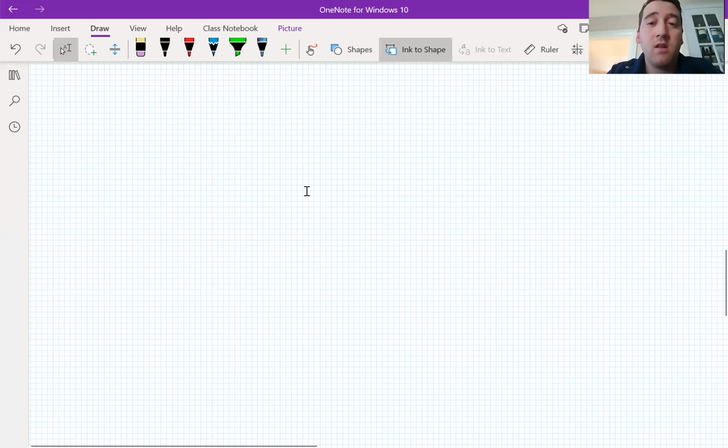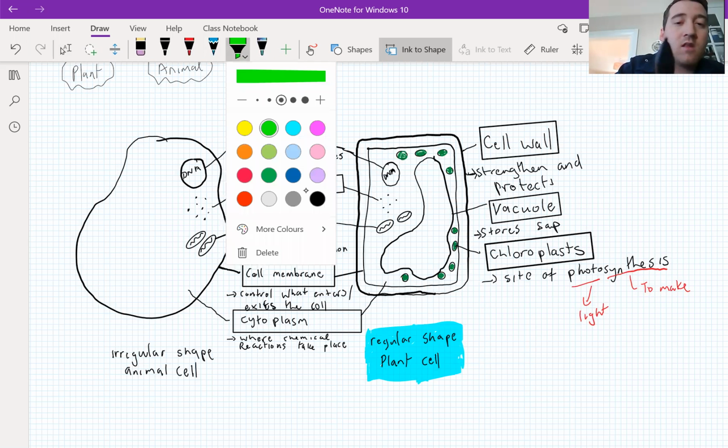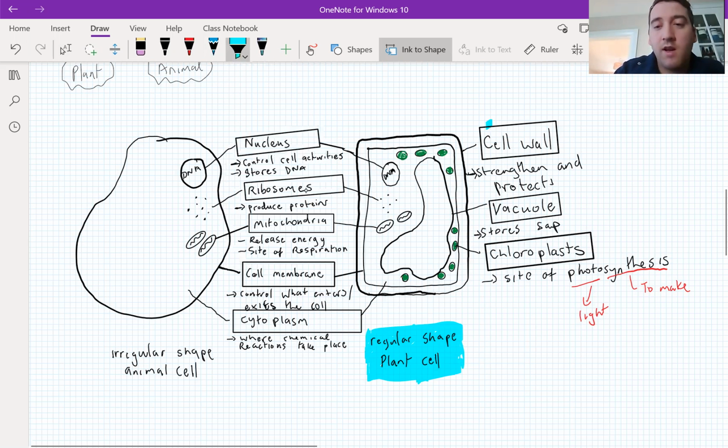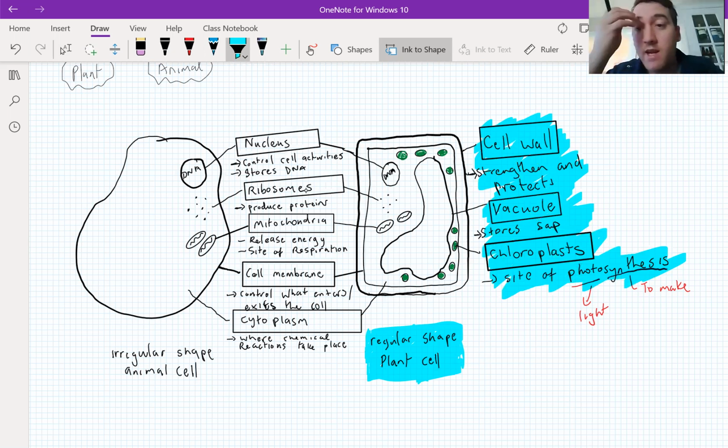Okay, so hopefully you've drawn this, the cell wall, and its job is to strengthen and protect. The vacuole, and its function is to store sap. And the chloroplasts, and its function is it's the site of photosynthesis. Now, if you see any of these parts, that means that we're looking at a plant cell. So that's how you would help to identify if it's a plant cell. If you see any of these parts, and especially if you see lots of them, it's a good sign it's a plant cell. If you see that it's a regular shape, it's a good sign that it's a plant cell.